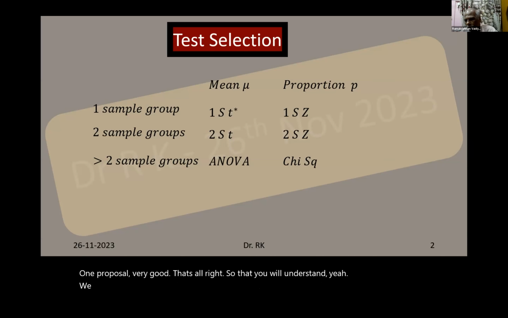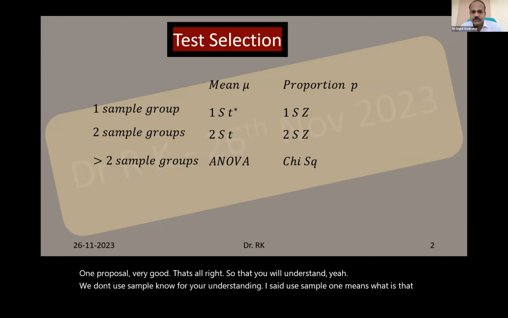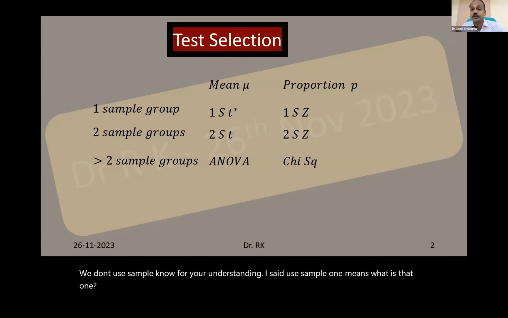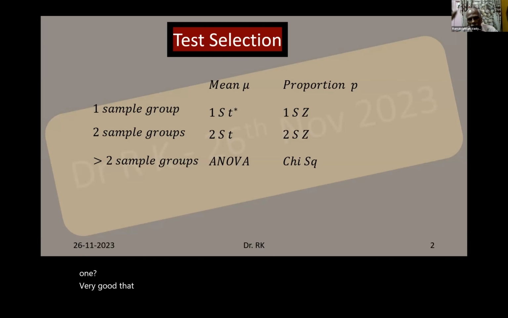We don't use sample, no? For your understanding, I said use sample. Similarly, the other name for 2 sample Z test under proportion is 2 proportion test. Very good. That's all.